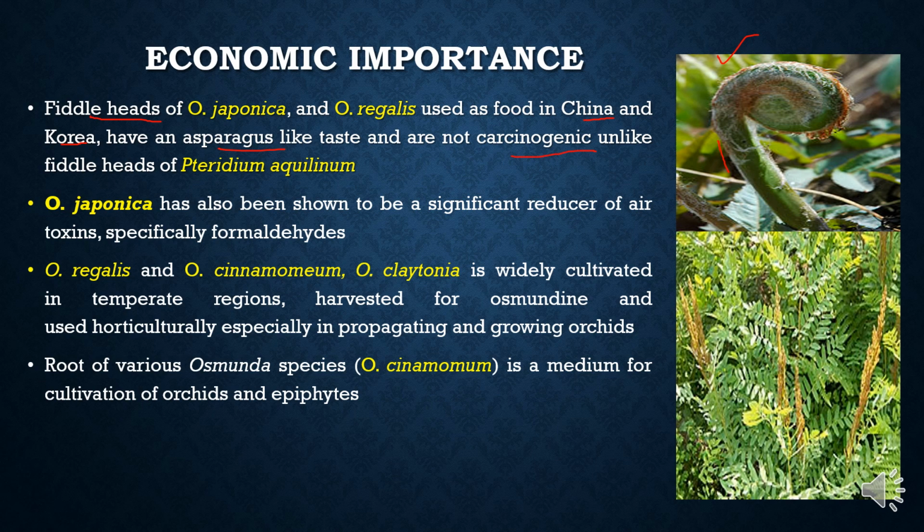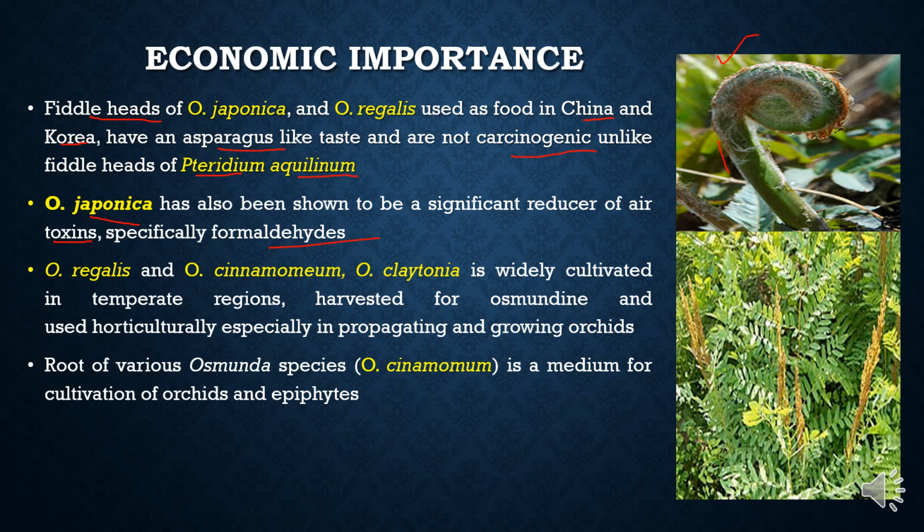Many ferns, especially Pteridium aquilinum, is a fern that is known to have very carcinogenic fiddleheads. But unlike that, we do not have such carcinogenic property associated with Osmunda. And Osmunda japonica is of immense ecological as well as economic significance. It is used in bioremediation, in purifying the air, reducing the amount of toxins in air, especially formaldehydes. So it is of immense ecological importance also.